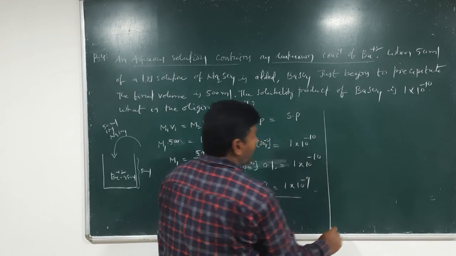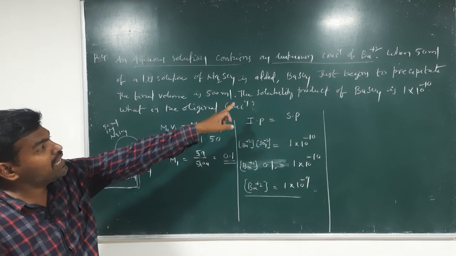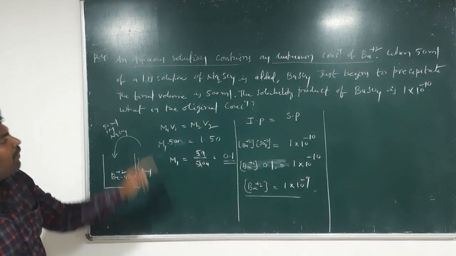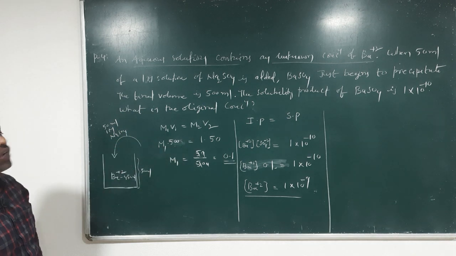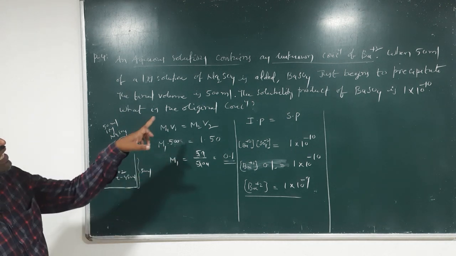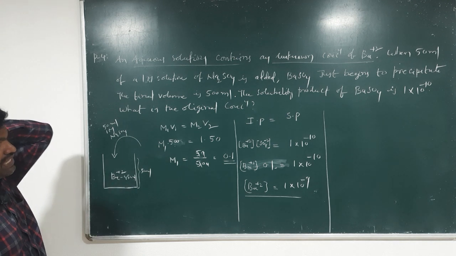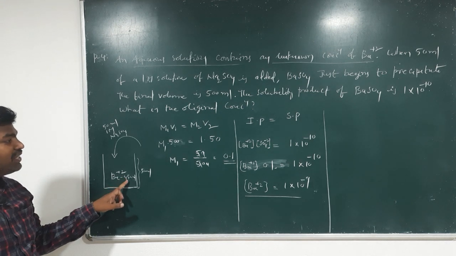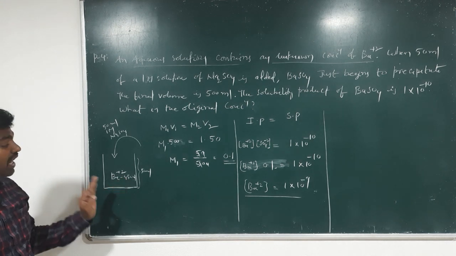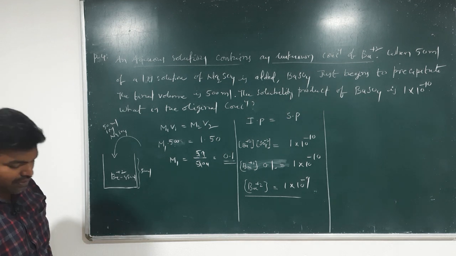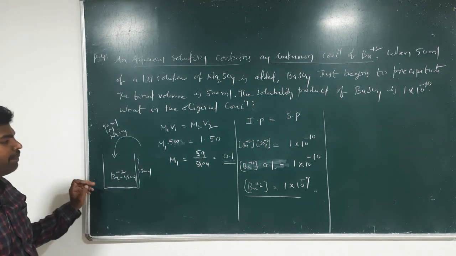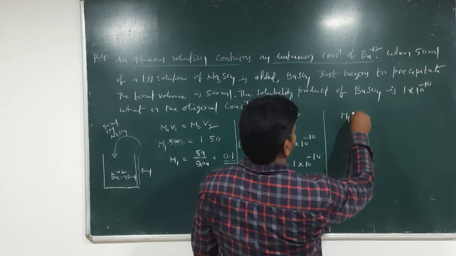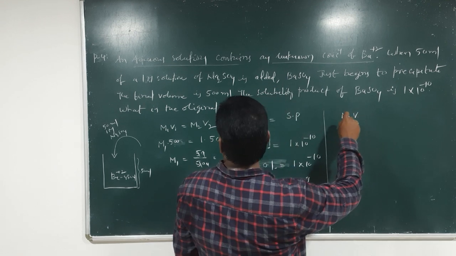But they asked to calculate the original concentration. The solubility product of barium sulfate is 1 into 10 power minus 10, and SO4 minus 2 concentration is 0.1, but they asked to calculate the original concentration. So, the initial volume is 450 ml. We know the original volume.